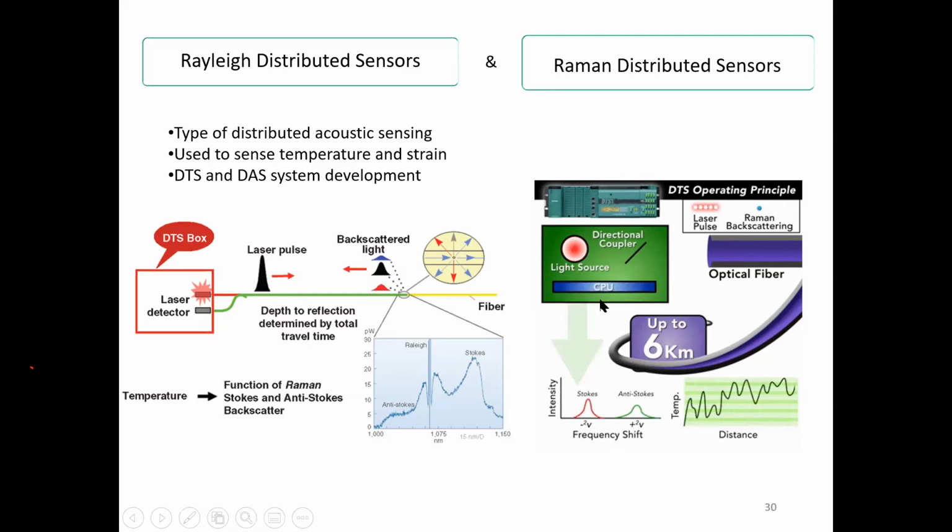Optical fiber itself has become a sensor, and it can be put in a very, very long length: 30 kilometers, 60 kilometers, 100 kilometers, and so on. So instead of putting so many sensors, we just put the optical fiber and get all the properties. So very interesting application. This is about the Rayleigh backscattering.